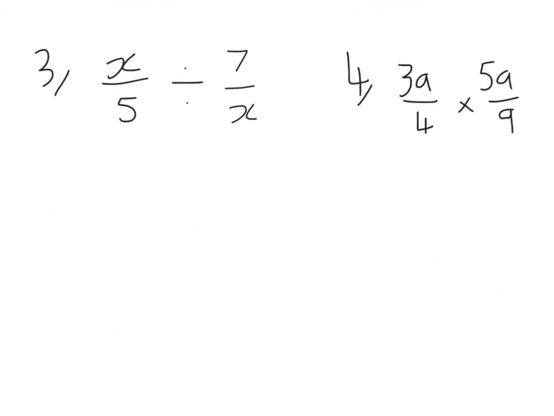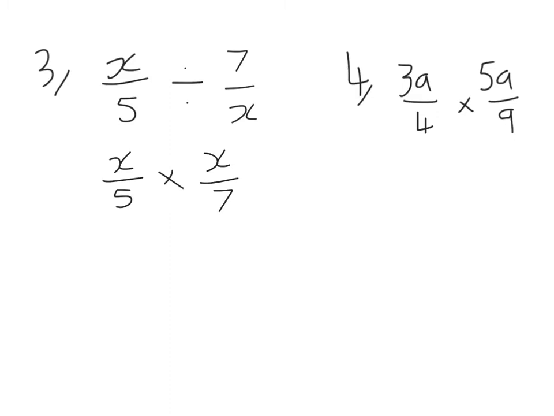Example 3, we have x over 5 divided by 7 over x. Now we're dividing the fraction here, so we need to make sure we go through that process of keeping the first, flipping the second, and changing the sign. You cannot simplify at this very first stage. We must change it first of all. So it's keep the first, flip the second, and change the sign.